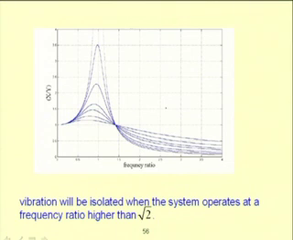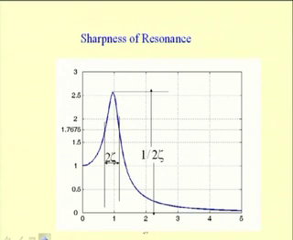If there is no damping, then when one increases the frequency of the system, it reaches a very high value of amplitude. It may be infinity at omega equal to omega n if there is no damping present in the system. So, one can obtain the damping of the system by studying the sharpness of resonance.